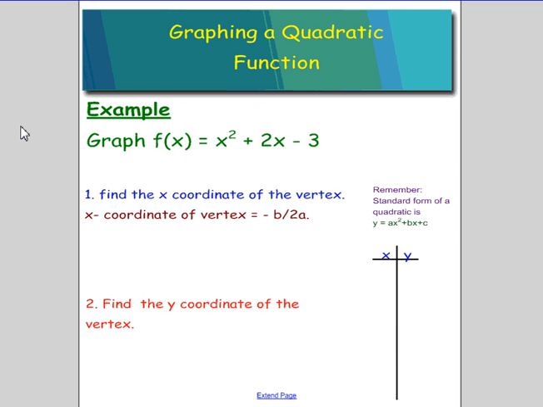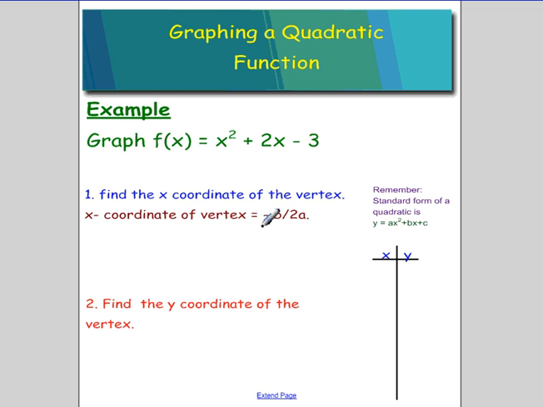Now there's actually a formula for that, as we're going to learn in a second. So looking at an example, we're going to graph f of x is equal to x squared plus 2x minus 3. So this is just an example. The first thing we're going to need to do is find the vertex. Now there are two things we need to find with the vertex: the x-coordinate and the y-coordinate.